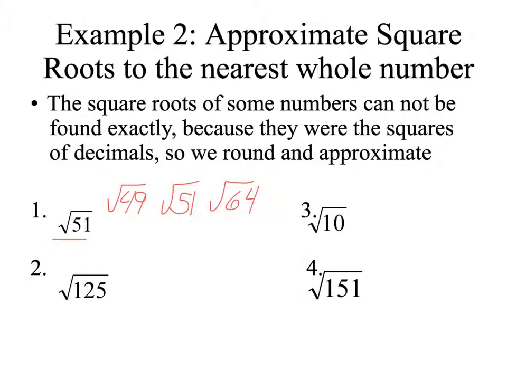51 is closer to 49, and the square root of 49 is 7. So we say that 51 is approximately 7. Let's look at the second one, the square root of 125. The square root of 125 is going to fall in between the square root of 121 and 144. It's obviously closer to 121, so it's approximately 11.